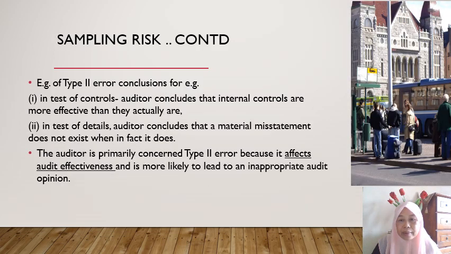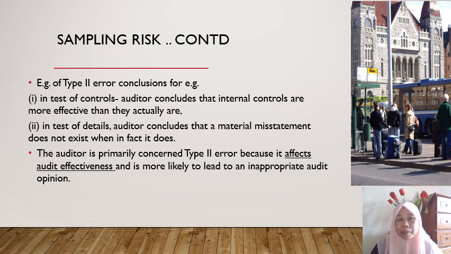In a type 2 error, it's a situation where the auditor concludes the opinion on the internal controls or in relation to the financial statements favorably. For instance, in the case of test of control, the auditor concludes that the internal controls are functioning effectively and adequately than they actually are. And in relation to the test of detail, the auditor concludes that the material misstatement does not exist when in fact the material misstatement exists.